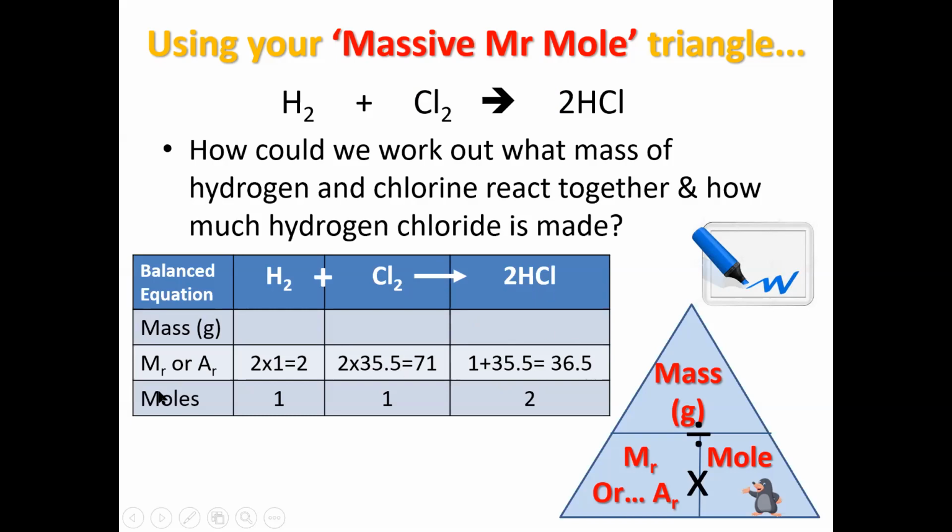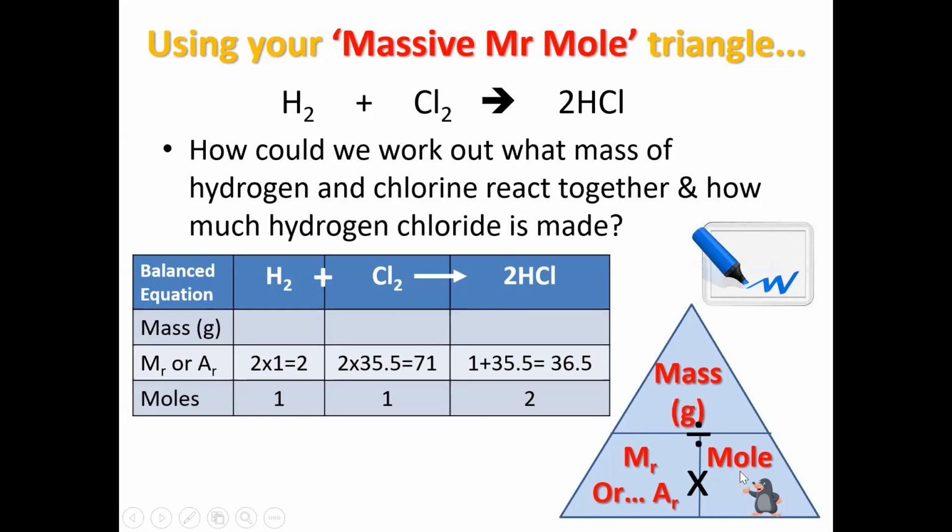Just to point out that when you work out the relative formula mass, you don't include any of the large numbers, the coefficients. You do use the smaller numbers, the subscript numbers, like the little 2 here, but you never use the large numbers at the front to work out the relative formula mass. That's to do with the number of moles, as we said on the previous slide. So you would use this data to work out moles.